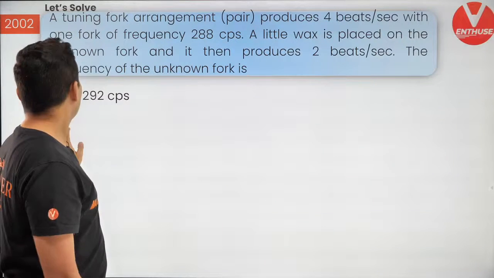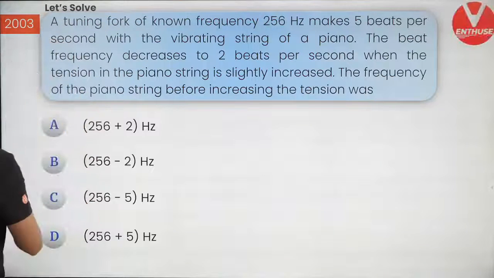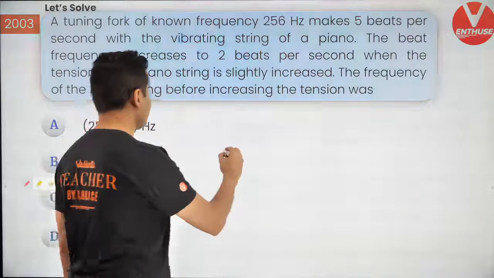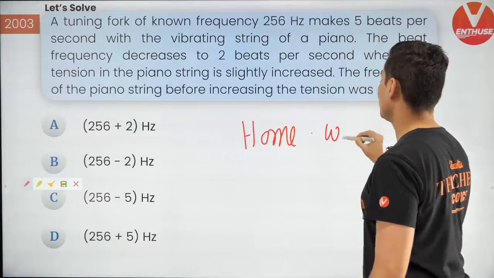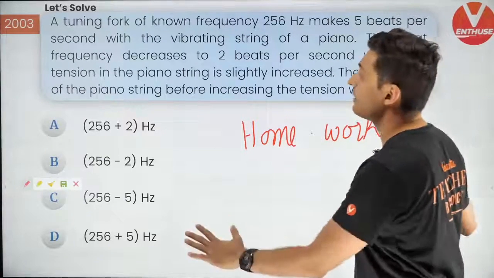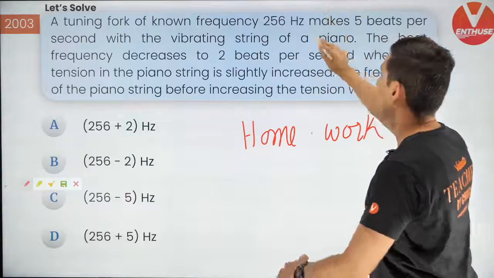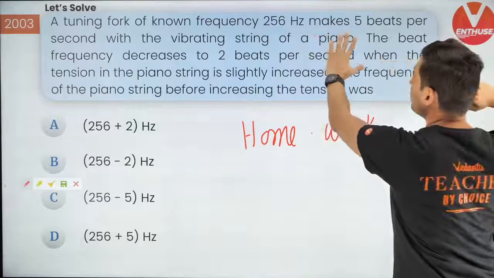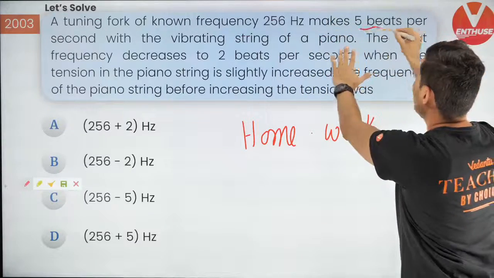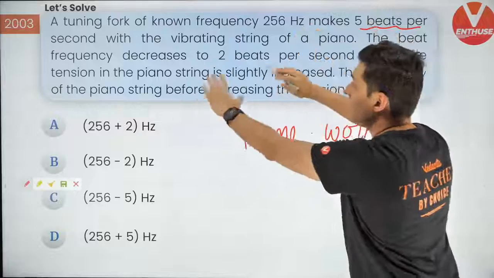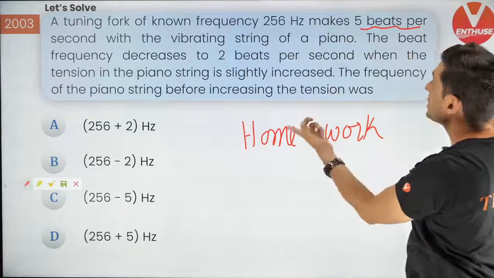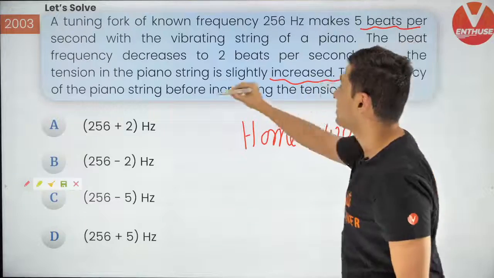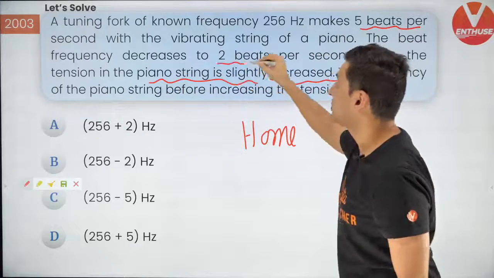Now, there is one more question which I feel you should do as homework. So try this out, I'll give you this as homework, guys. This is very similar. There was a tuning fork of frequency 256 hertz. It makes 5 beats with the second one. And later on, when you change the tension of that string, it produces 2 beats.